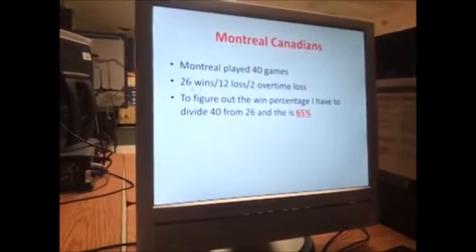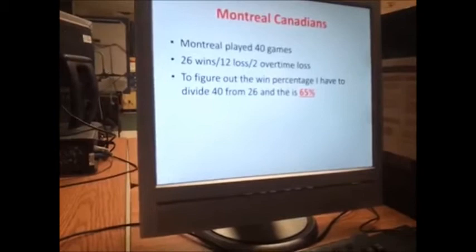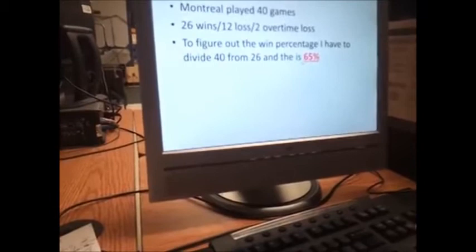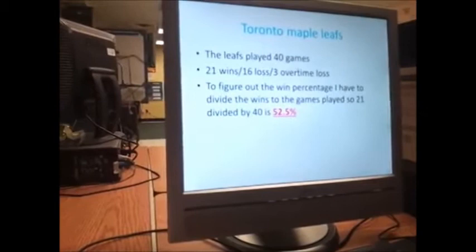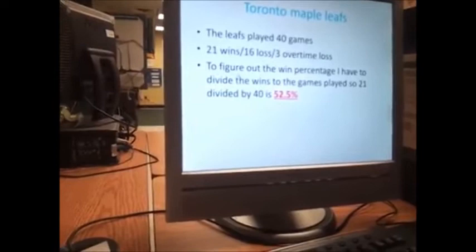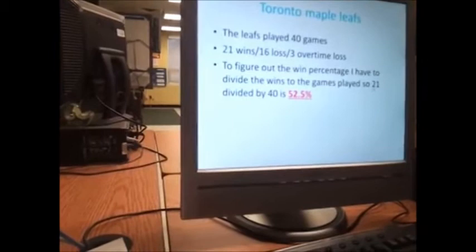To figure out the winning percentages, I have to divide 26 by 40, and the answer is 65%. So Toronto Maple Leafs. The Leafs played 40 games, 21 wins, 16 losses, 3 overtime losses. So I have to do the same thing that I did. So I have to divide 21 by 40, and the answer is 52.5%.